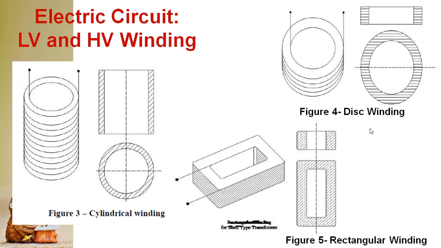Clear? Likewise, this is the disc winding. From the top it looks like a circle, and from the front view it looks like this. And this is your rectangular coil, and this is the top view. From the top view it looks like this, and this is your front view. This is the top and front view of both LV and HV winding. Different types of winding: cylindrical winding, disc winding, rectangular winding.